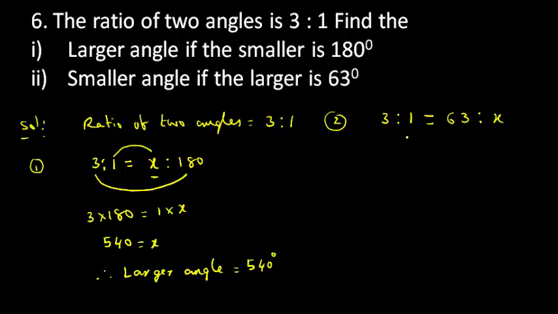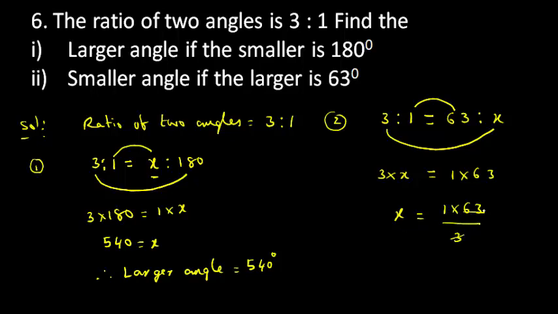These two ratios are equal, so these are proportional. What is the proportional? The product of extremes equal to the product of means. So 3 into x equals 1 into 63. Now we find out the x value. So x equal to 1 into 63 divided by 3. 3 divides 63 in 21 times. So x equal to 21. Smaller angle is therefore x equal to 21 degrees.